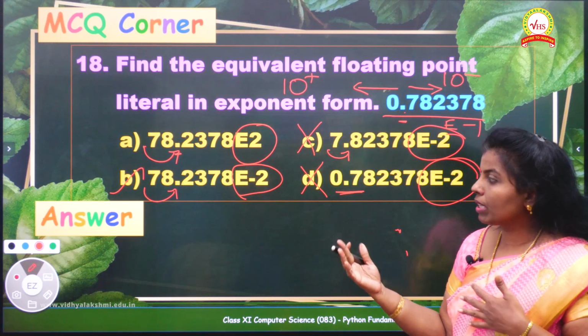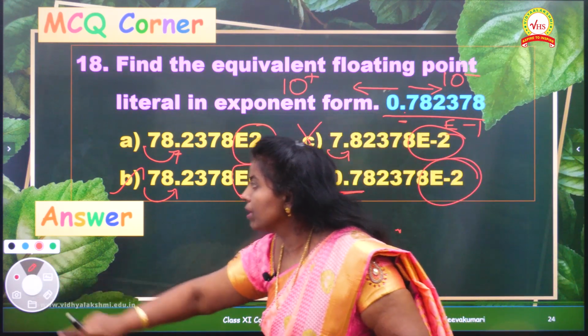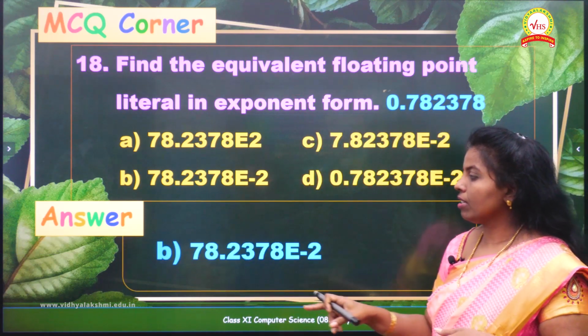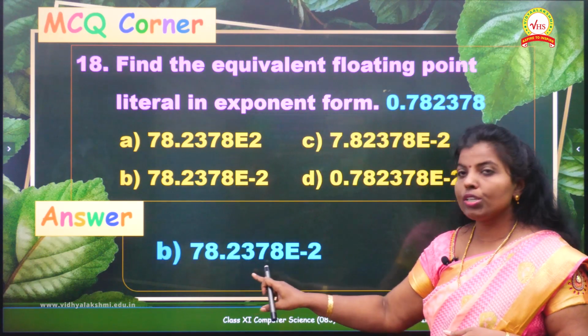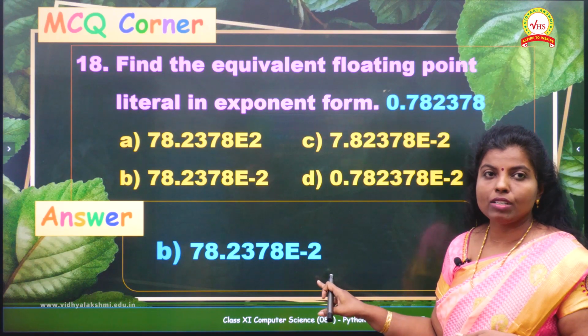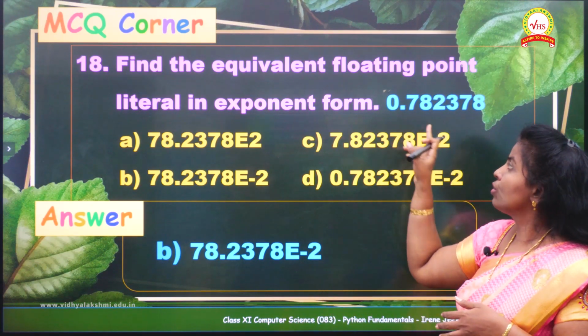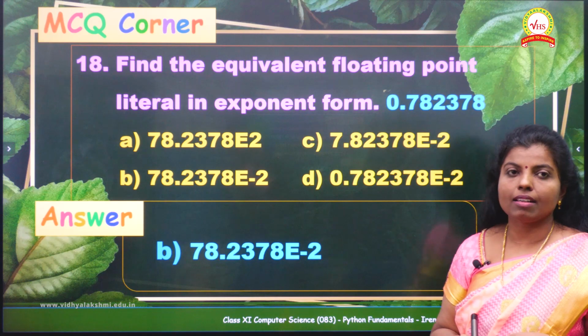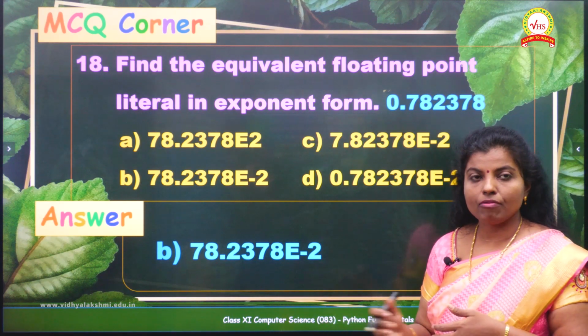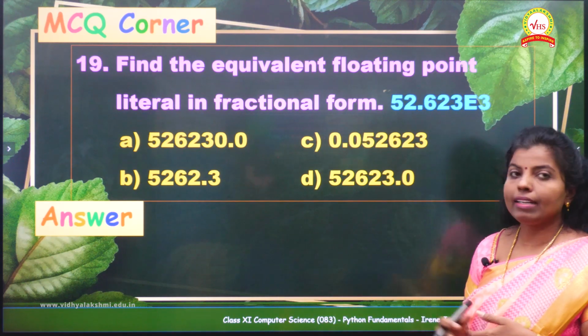So which one is going to be the correct option for us? Option B is going to be the correct option for us, which is 78.2378 e minus 2, which is equivalent to 0.782378. So this is the correct answer for us. Now let us move on to the next question.